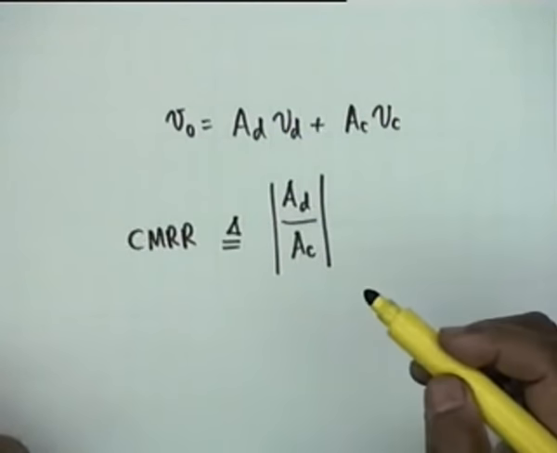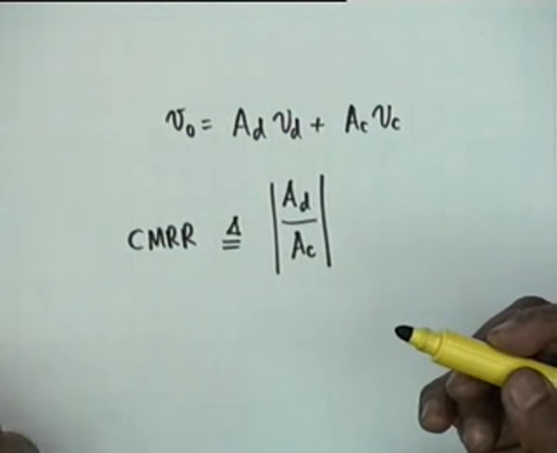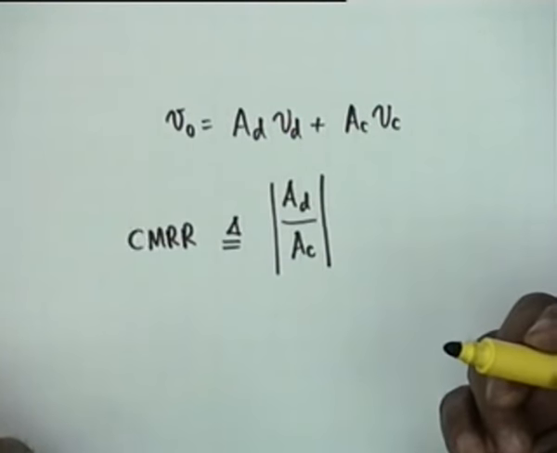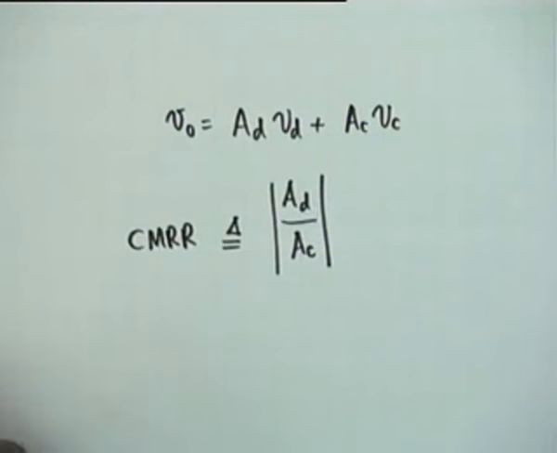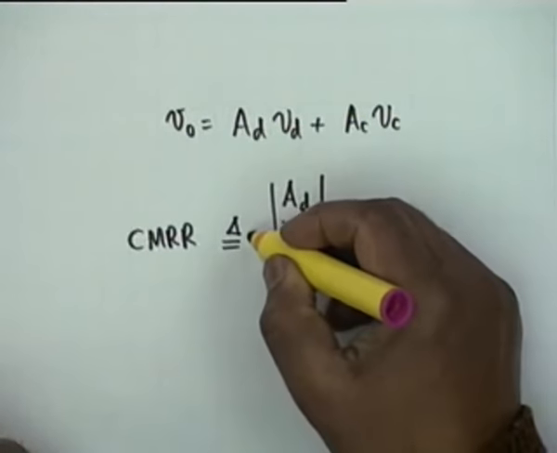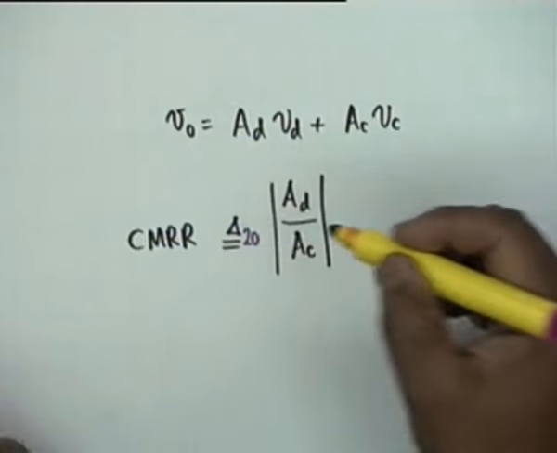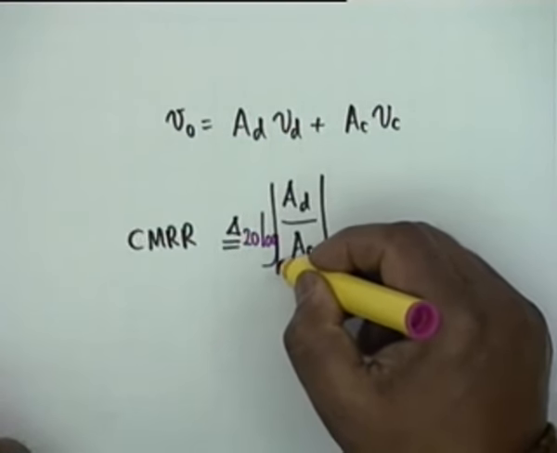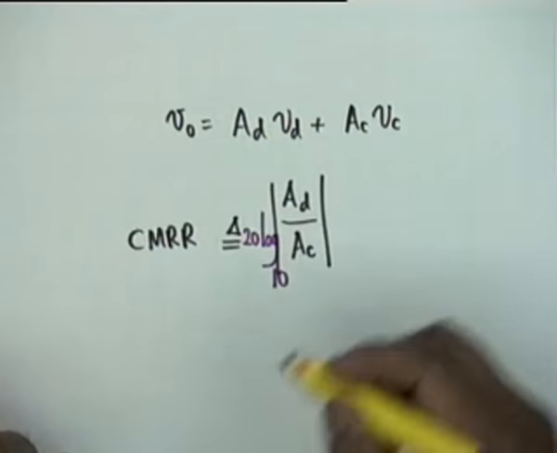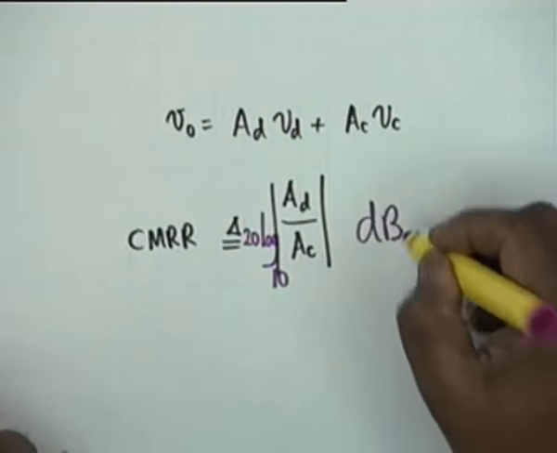Now this ratio can be very large, let's say 1000, a typical value. Instead of expressing this as a number, sometimes we express this in terms of decibels. So we multiply by 20, then take the log with respect to base 10 and express this in dB.